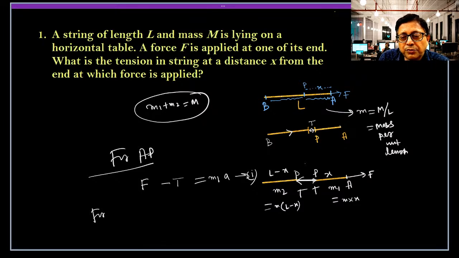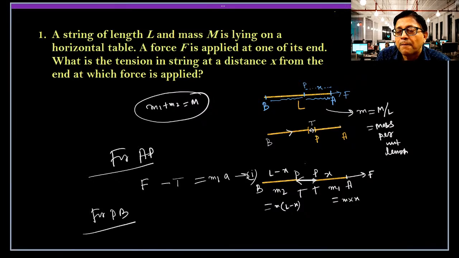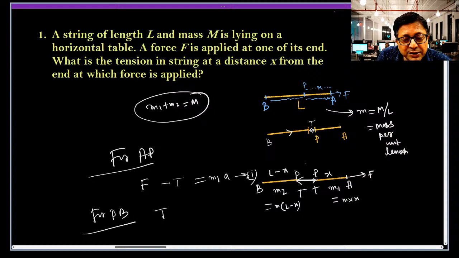For PB, how do you write the equation of motion? What force is acting on PB? On PB, this T is acting forward. That's why it is moving, no? So T must be equal to M2 into A. Have I done correctly? Check once.